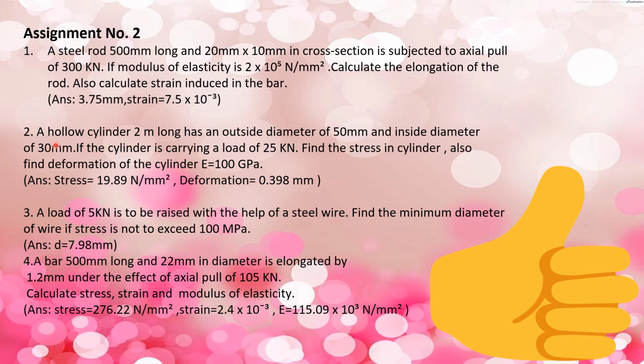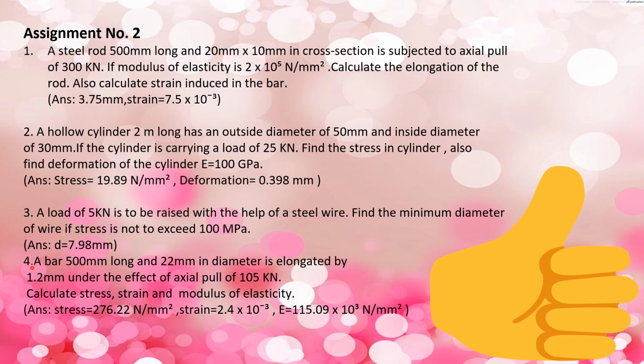Question number 2. A hollow cylinder 2 meter long has an outside diameter of 50 mm and an inside diameter of 30 mm. If the cylinder is carrying a load of 25 kilonewton, find the stress in the cylinder. Also find the deformation of the cylinder. Take E equal to 100 gigapascal. The answer is given here, stress and deformation. Try it out. Third question, a load of 5 kilonewton is to be raised with the help of a steel wire. Find the minimum diameter of the wire if the stress is not to exceed 100 megapascal. Here I am giving the answer.